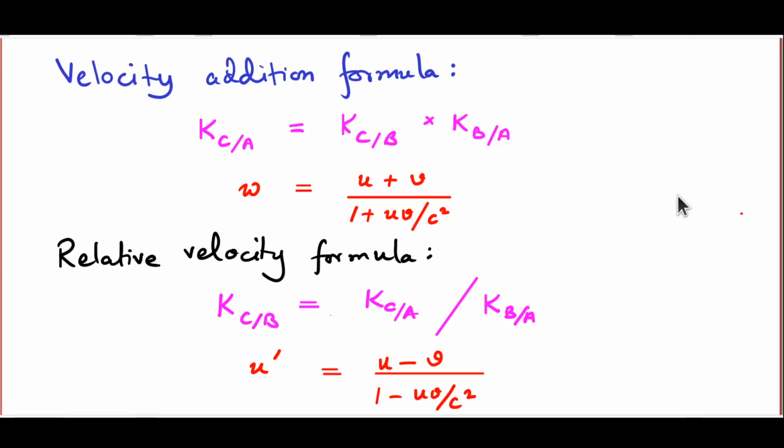So the two formulas are very, very similar. Classically, what used to be U plus V, the velocity addition formula, has become (U plus V) by (1 plus UV/C²). And similarly, the relative velocity formula, which classically was U minus V, has become (U minus V) by (1 minus UV/C²).